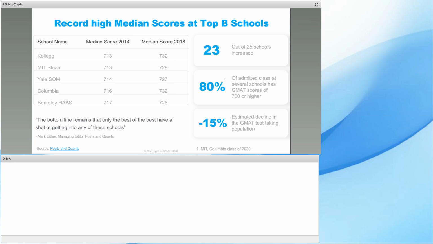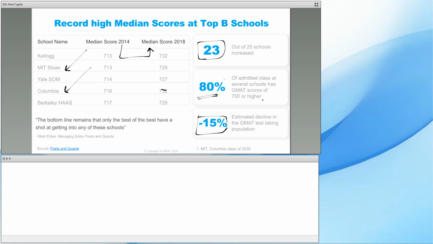Statistically, during this time, and this trend has continued, for 23 out of the top 25 schools, their GMAT scores went up. When you look at schools such as Sloan and Columbia, about 80% of their admitted class has a score of 700 or higher. Essentially, these schools are telling you that if you don't have a score of 700, don't even bother applying. And this is despite the fact that we have had a 15% decline in population between 2014 and 2018.